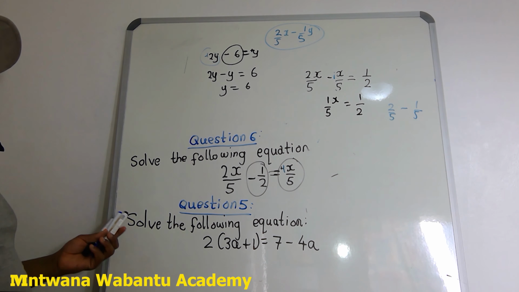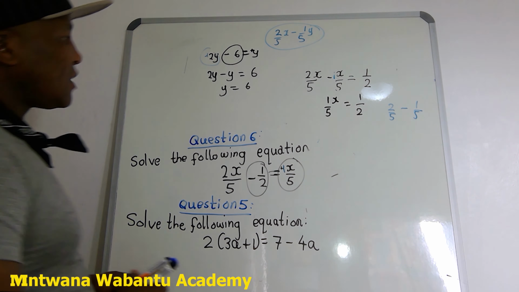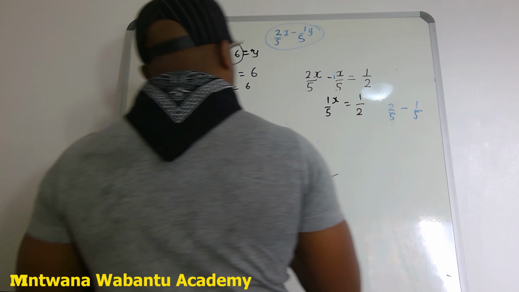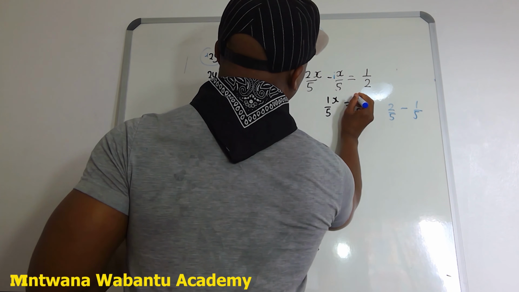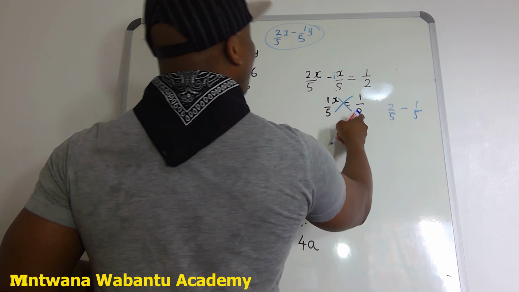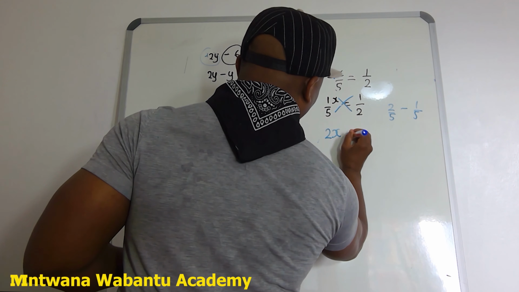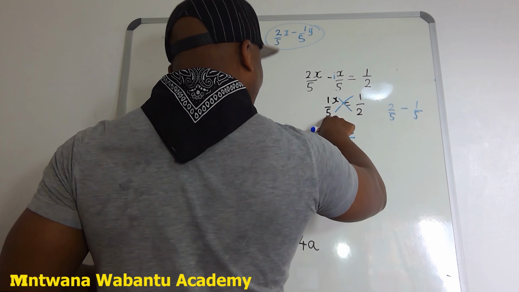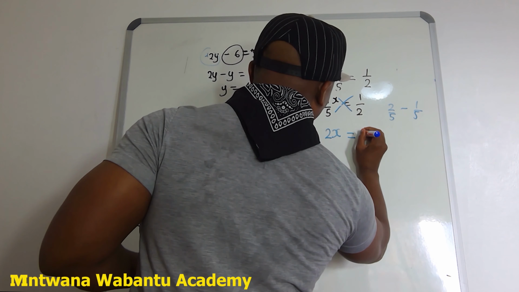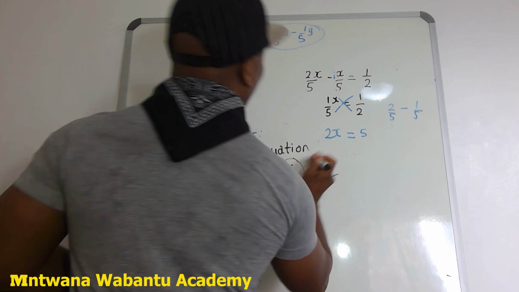So how am I going to get the value of x? There are a lot of ways you can do it for such a case. First and foremost, the easiest and best way is cross multiplication. So 1x times 2 is going to give us 2x, equal, your equal sign is here. Now we go to this side. 5 times 1 equals 5. So you want to get the value of x. How are you going to get the value of x? You have to divide by 2 throughout.